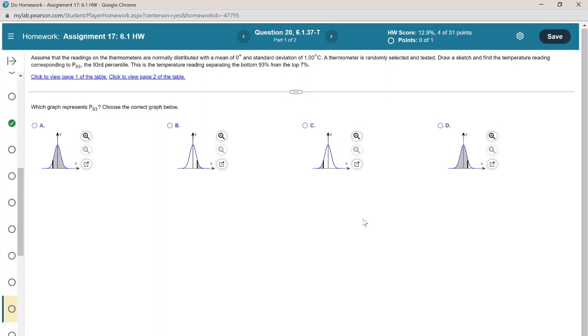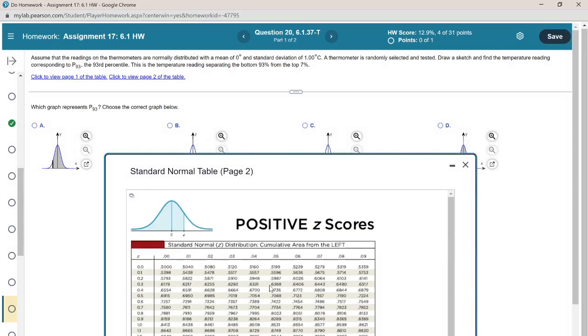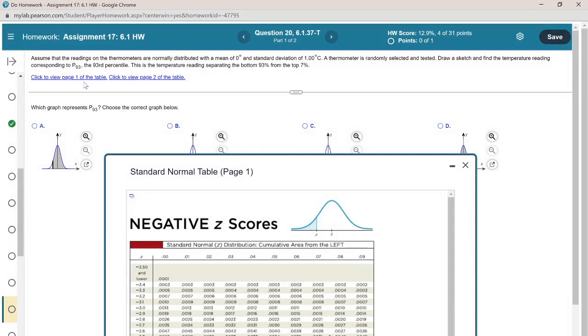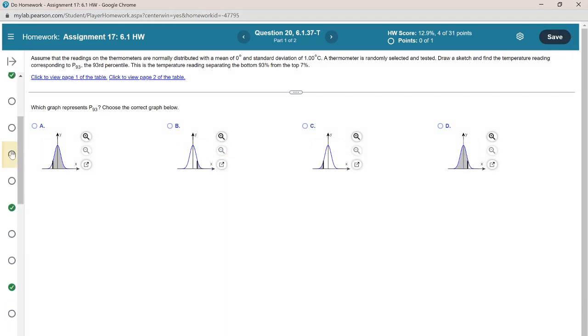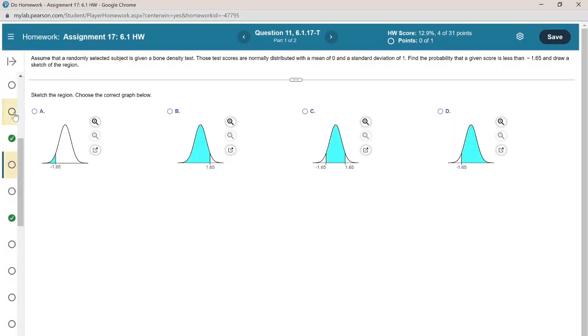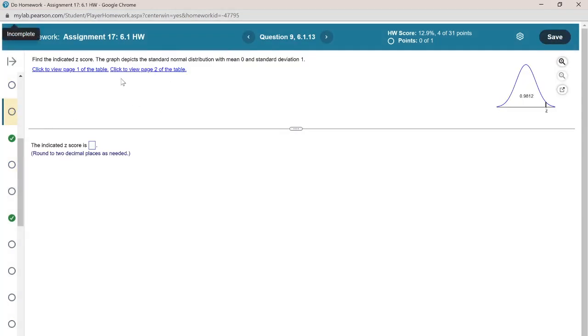Let's say problem number 20. Assume that the reading, okay, here is the table you have given. You can use this Z-score table. So here is the Z-score table. If it's given there, you can always use that table. Maybe in the previous problem also, we can use the table if it's given there. Okay, here's the thing. So find the indicated Z-score. We would like to find out the Z-score. And to the left of the Z-score, the area under the curve is 0.9812.